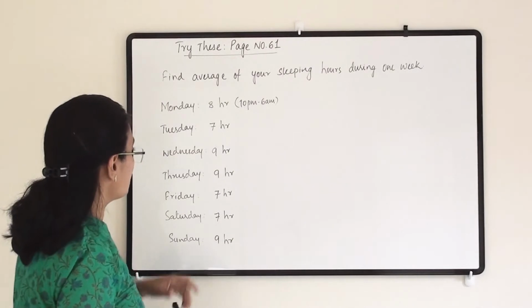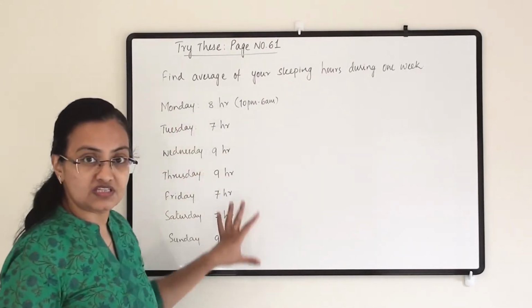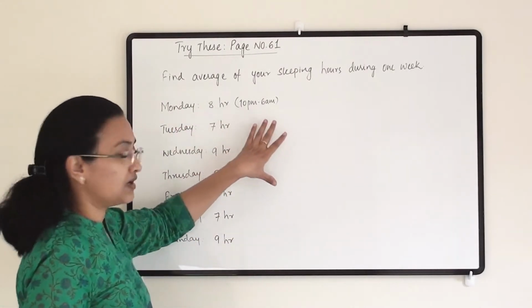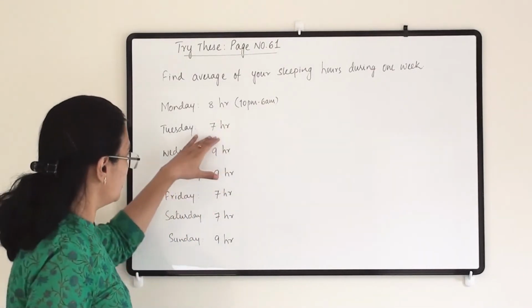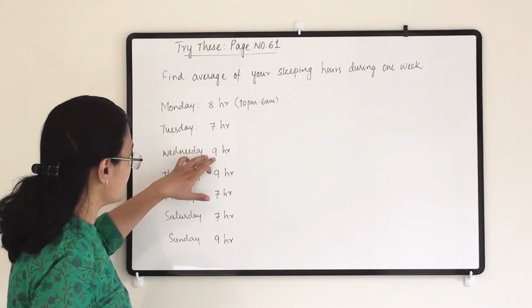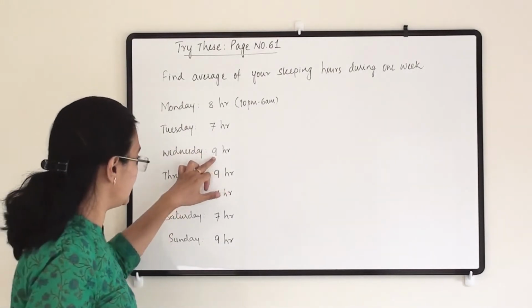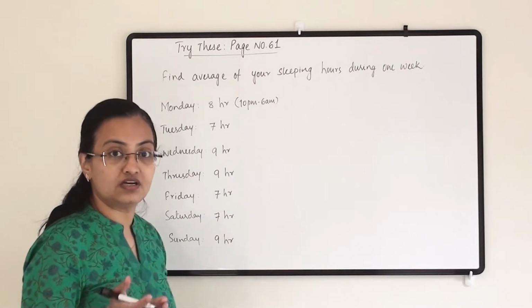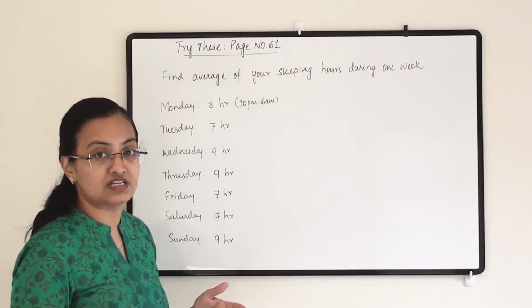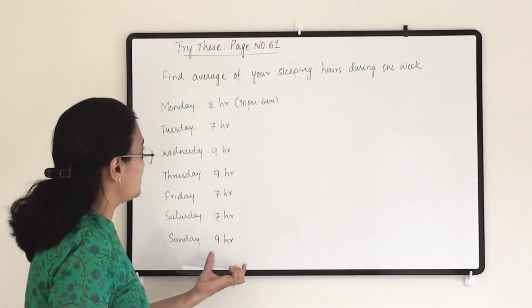So on the rest of the days it won't be the same. Sometimes you are getting up early or sometimes you are sleeping late. So that is 7, or sometimes you are getting up early, so that is 9 hours. So these are the data. You can write your own data, or you can observe your sleep pattern and write that data here.